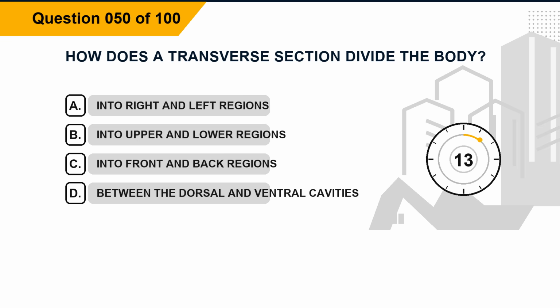Question 50. How does a transverse section divide the body? Option A, into right and left regions. Option B, into upper and lower regions. Option C, into front and back regions.